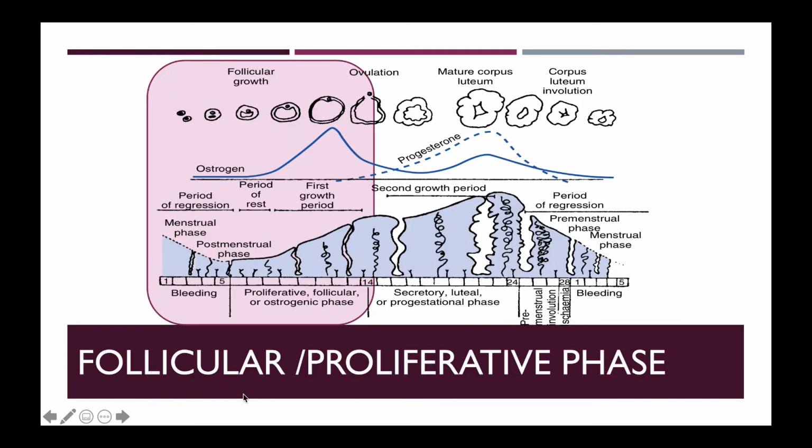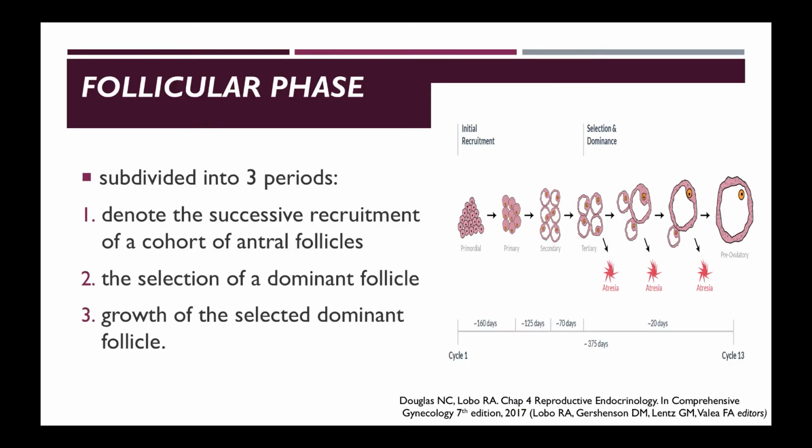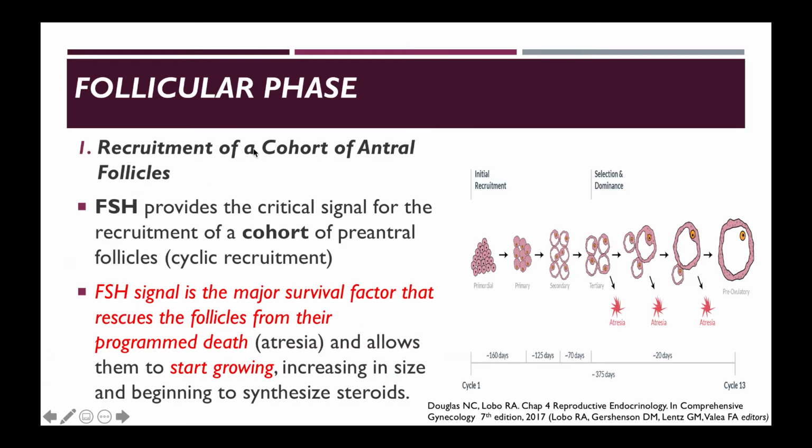Now let's first talk about the follicular phase, or the proliferative phase, which is the first half of the menstrual cycle. The follicular phase is subdivided into 3 periods. First is the successive recruitment of a cohort of antral follicles. This is followed by the selection of a dominant follicle, and the third will be the growth of the selected dominant follicle.